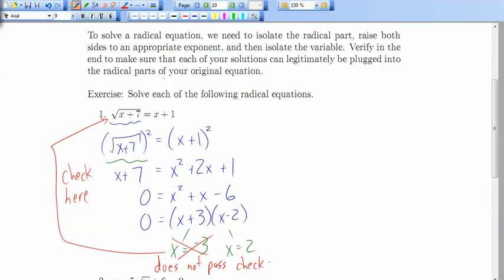If I take a look at x equals 2, the root of 2 plus 7, root of 9 is 3. And on the right-hand side, I also get 3. 2 plus 1 is 3. So it does pass the check. So our original radical equation has exactly one solution, and it's x equals 2. Now, you do need to check both solutions. One of them might work, maybe both work, and maybe neither will work. You definitely have to check them out.